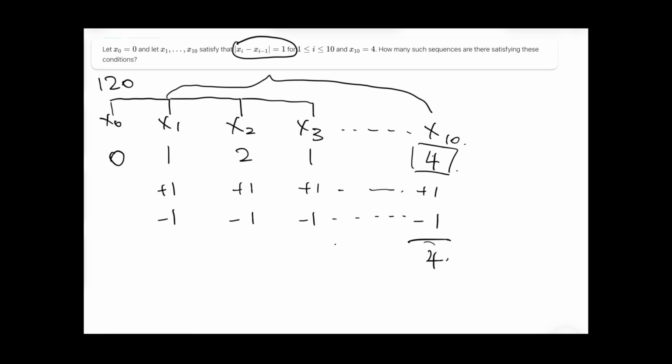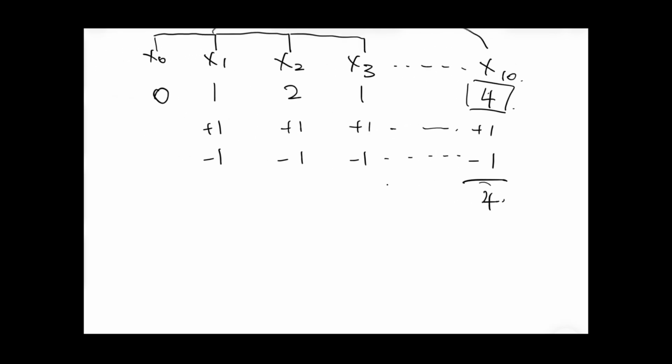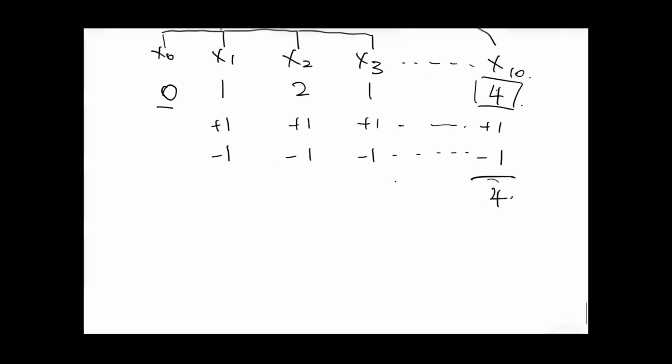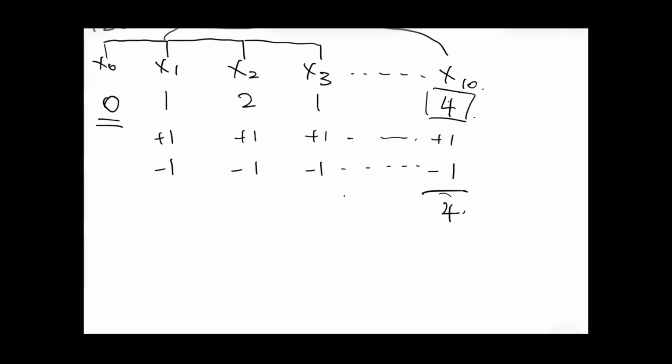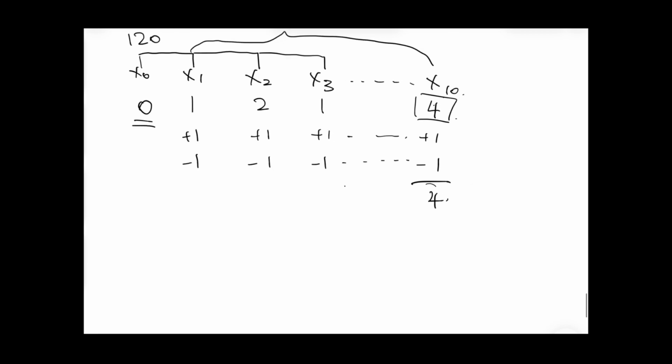So this turns into a problem where instead of asking how many sequences there are satisfying these conditions, it's basically asking how many different ways you can arrange 10 plus 1s and negative 1s to have a total sum of 4, because you always start with 0. Whatever you add on from x1 to x10, you have to have a total sum of 4. And how many ways can we do that?